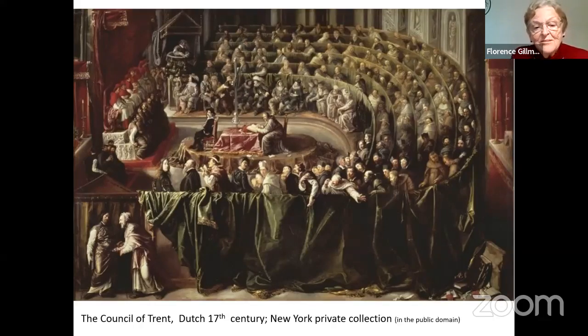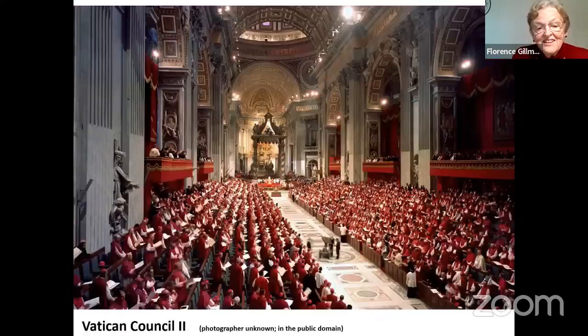You see, this would look like a lot of people had attended in the 17th century. Look at this painting. This is a modern council. This is Vatican II, 1962 to 1965. This is what an opening session of it looked like, over 2,000 people.